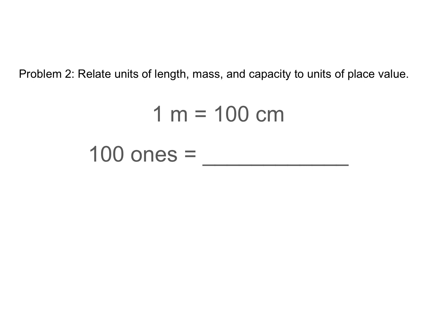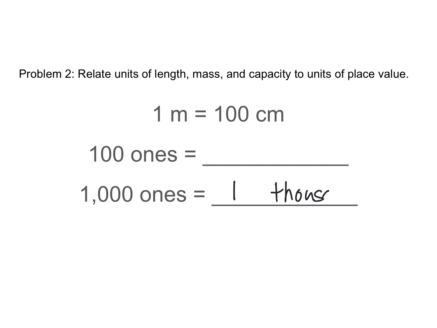So 1 meter, if we relate it to our place value, 1 meter is 100 centimeters. 100 ones is equal to what? 100, right? How about 1,000 ones? It's equal to 1,000. And we already know that the 100 ones was equal to 100.